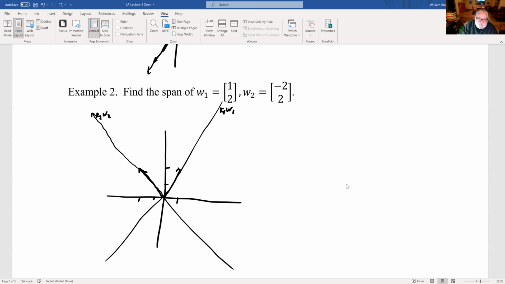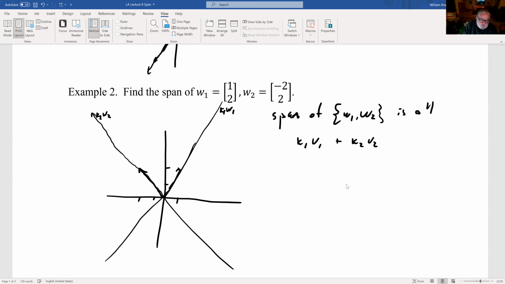So the span of the two vectors W1, W2 is all K1 W1 plus K2 W2. What that means is that you take any vector along this line and any vector along this line, like this, and if I add them together, then that vector is in the span. But how do I add them together? Well, I come down here and draw a line parallel to the line determined by W1, like this. I come out to this vector and draw a line parallel to W2 like that, and that's the addition, right?